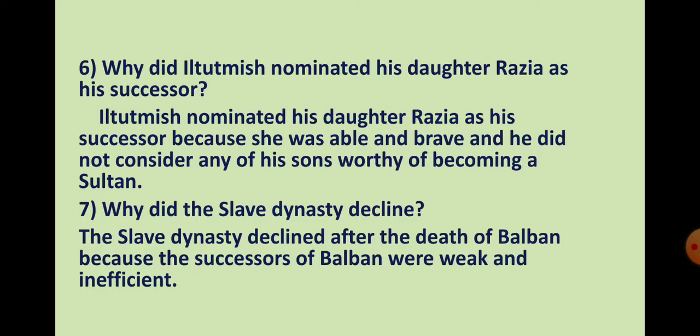Question number 6. Why did Iltutmish nominate his daughter Razia as his successor? Iltutmish nominated his daughter Razia as his successor because she was able and brave, and he did not consider any of his sons worthy of becoming a sultan. 7. Why did the slave dynasty decline? The slave dynasty declined after the death of Balban because the successors of Balban were weak and inefficient.